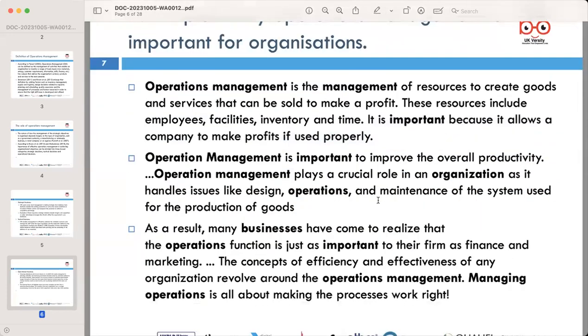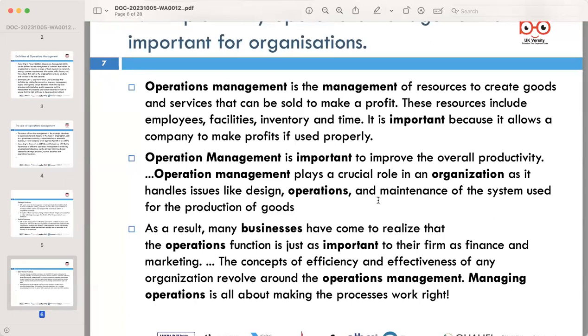Operation management is basically a fundamental aspect of organizational success. It entails the effective management of various resources, including employees, facilities, inventory, and time, to create goods. And if you are a service provider, then services that can be sold profitably. So this is important because it forms the backbone of an organization's ability to generate profit when executed effectively.